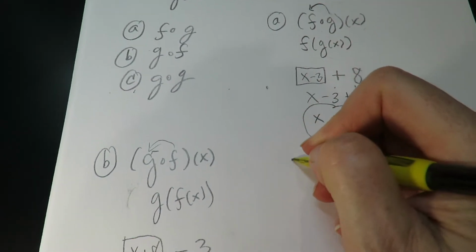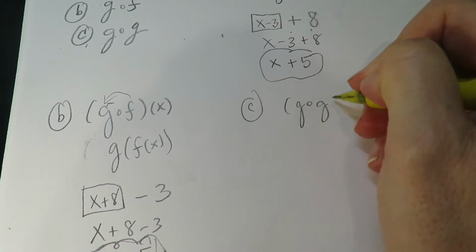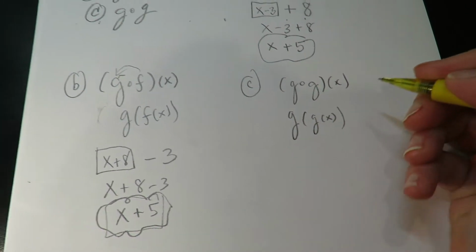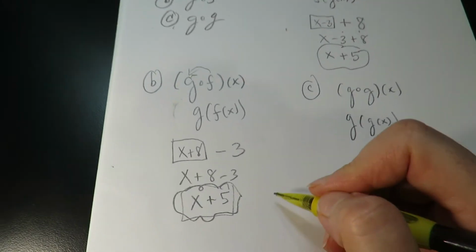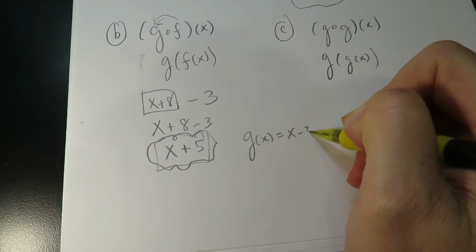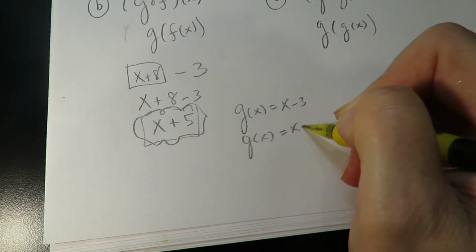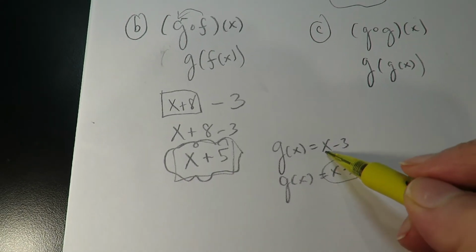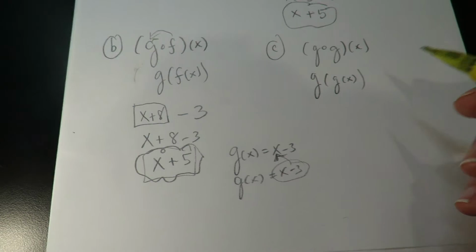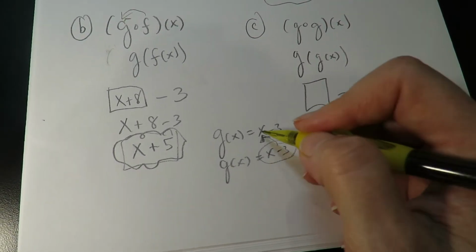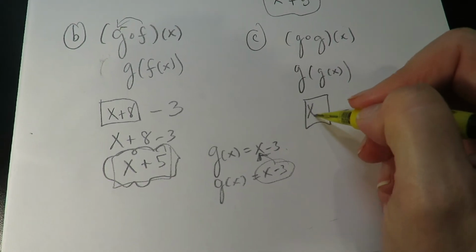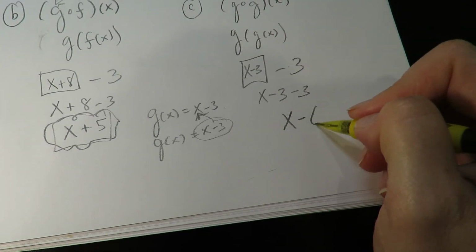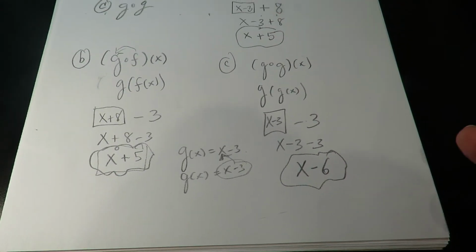All right, now the last one is G composite G of X. So you're actually sticking G into itself. So if it helps, I can write the G function out twice. Okay, I'm just copying it out twice. I'm basically going to shove G into G. So in the G function, you're going to shove the whole thing into where the X is. All right, so the shell is X minus 3, right? That's the G function. Now I'm going to shove the G function into itself. I'll pull off the box, and it's going to be X minus 6. Okay, G into G.